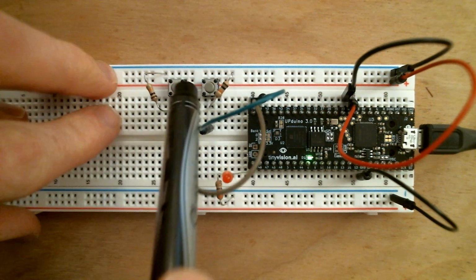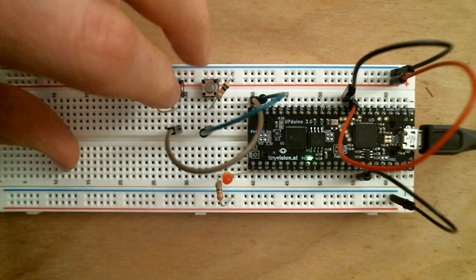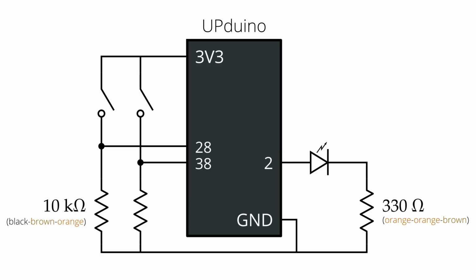So I've got two switches here, and when I press one or the other, nothing happens. But when I press both of them, the LED lights up. Here's the circuit we're going to use. If you're already pretty confident in your ability to wire up a circuit from a schematic, feel free to skip the next few minutes of the video and just wire this up.